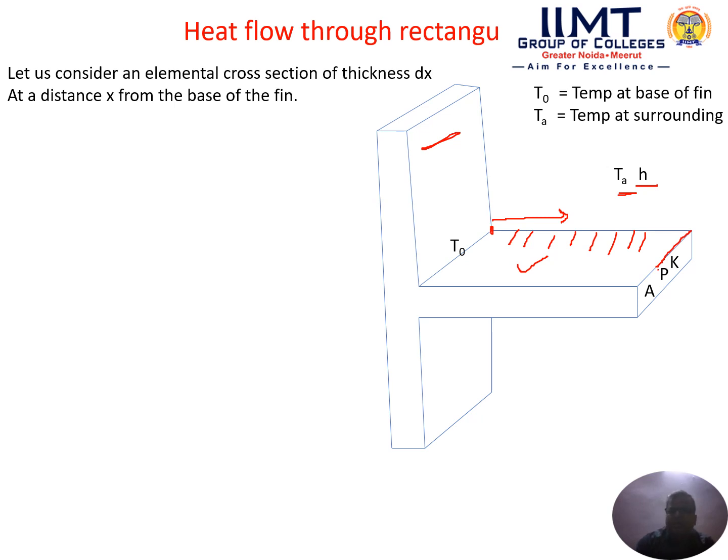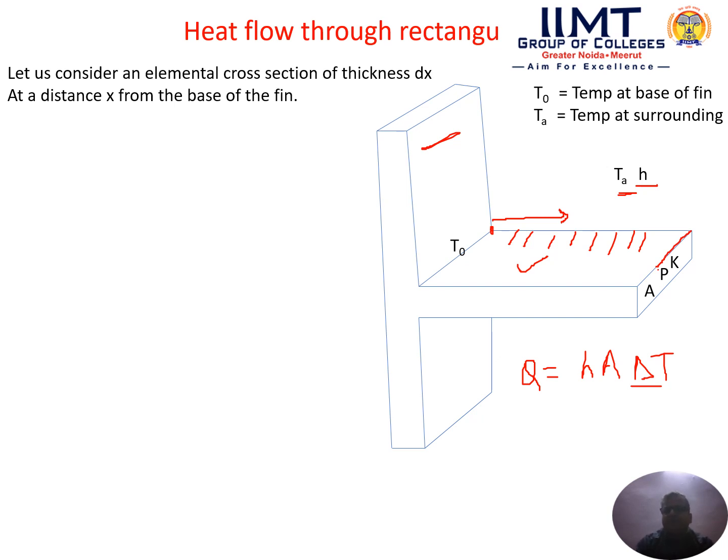Due to this, if we have to calculate the heat transfer rate from surface to surrounding, Q is equal to hA delta T, where delta T is the temperature of the surface minus the temperature of the surrounding. But here we see the temperature of the surface is gradually decreasing. That is why delta T is not uniform at all values of x on the entire surface of the fin.